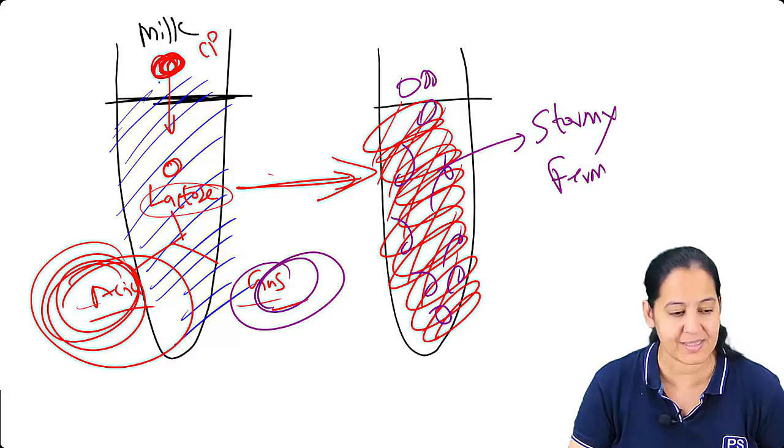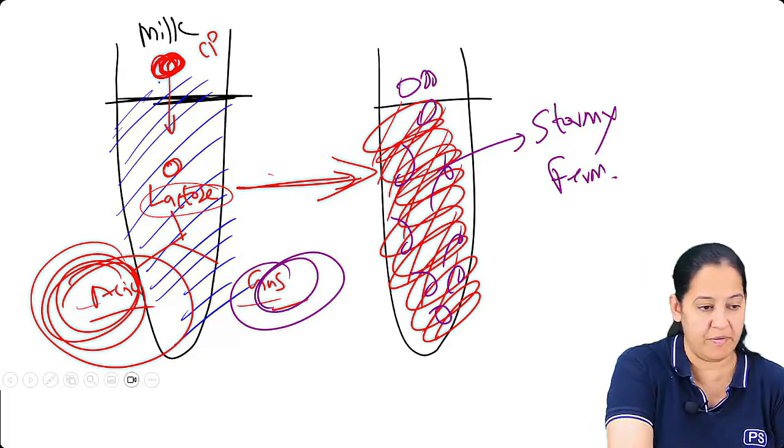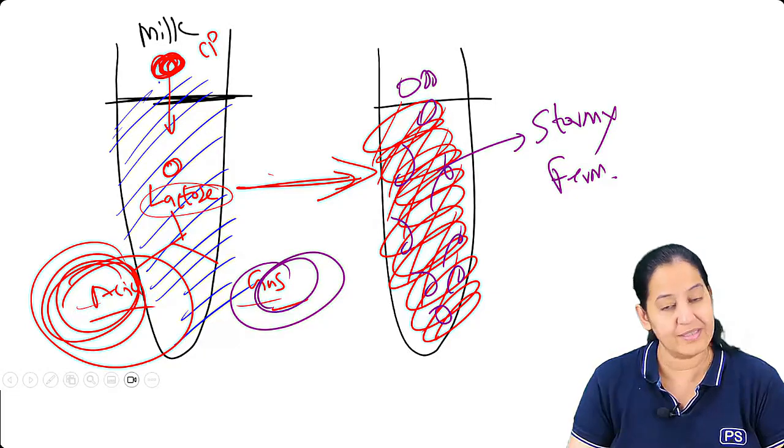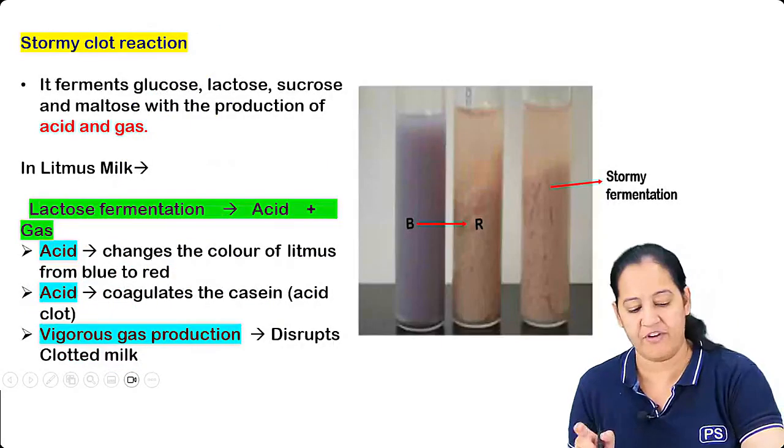What is it known as? Say stormy fermentation. So it is known as stormy fermentation. So this is stormy fermentation.